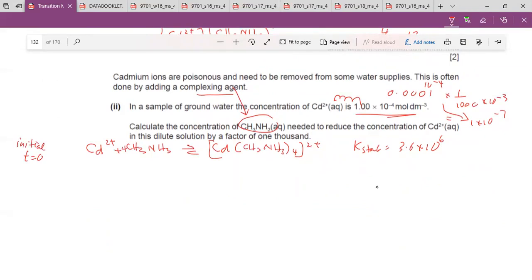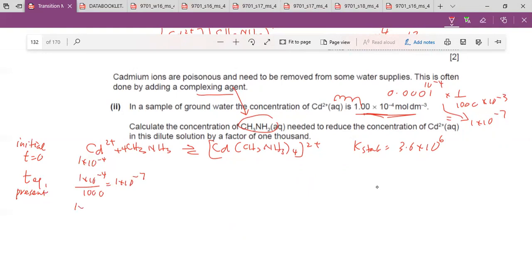How much was present? This one was present. Okay, so it's 1 times 10 to the power of minus 4 moles per m cube. Right now at equilibrium, how much is supposed to be present? Present at equilibrium. This is 1 times 10 to the power of minus 4, which is equal to 1 times 10 to the power of minus 7.